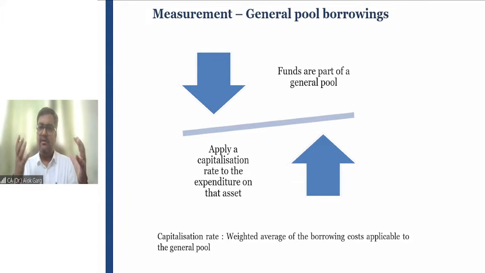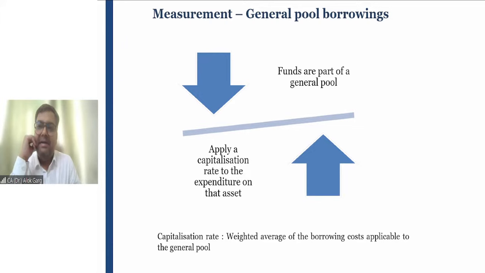Can you see? They have created a pool. This pool has different borrowings. Now they have 500 crores in a pool, and they are using this 500 crore for various purposes, for various projects. Now, friends, let's say you are the auditor of this company. You are checking the capitalization of the Delhi factory, of your Gujarat factory, of your corporate office, which is in Mumbai, right, and the working capital.